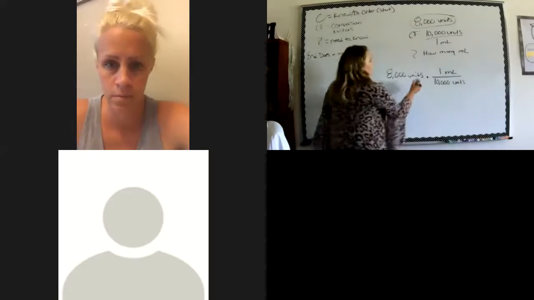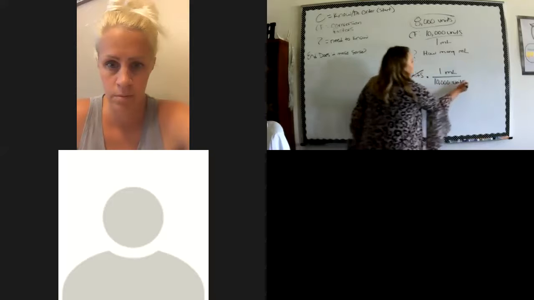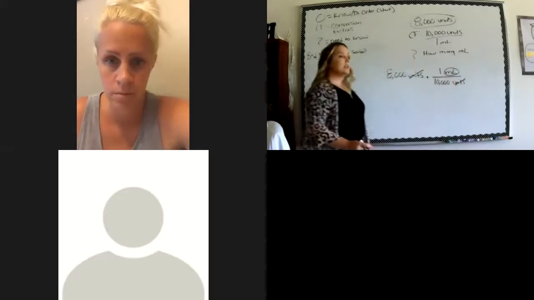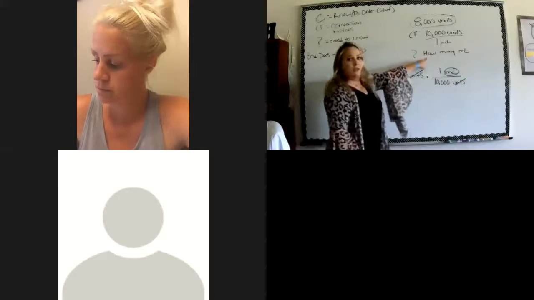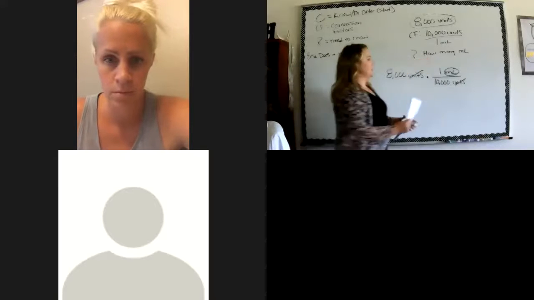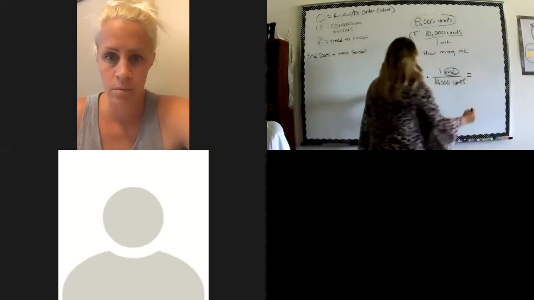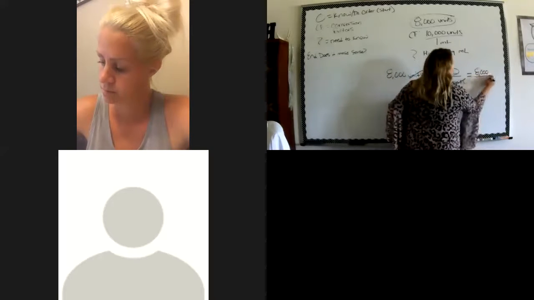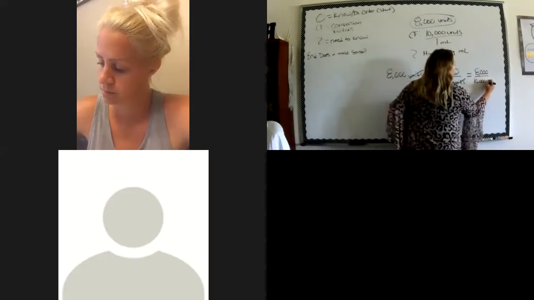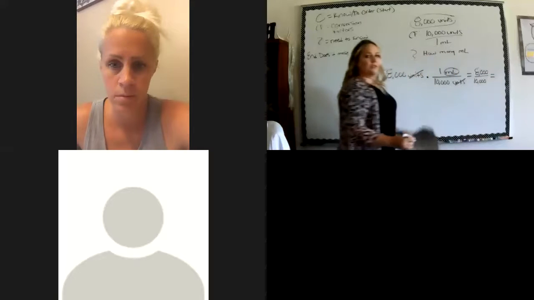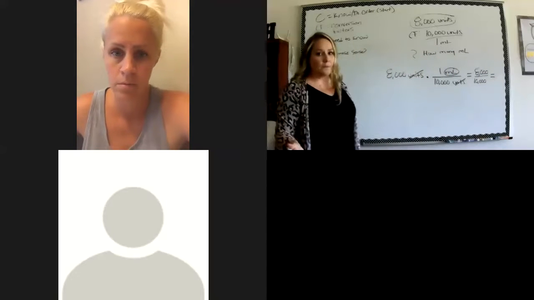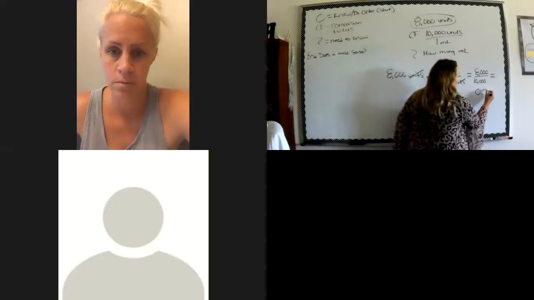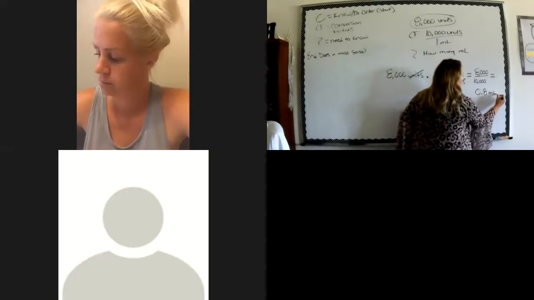So that's telling me I can cancel out units. That's going to leave me with milliliters. Isn't that the question? How many mils? That's the whole end result. That's why we're doing it, right? So in the end, that's 8,000 divided by 10,000. If you can't do that in your head, use a calculator. But your answer should be 0.8 mils.